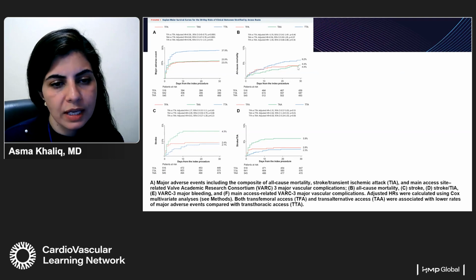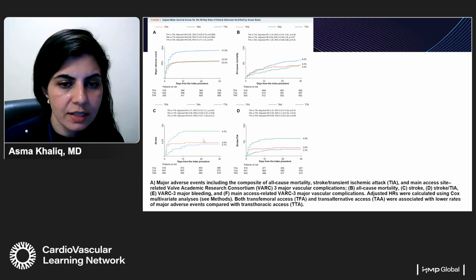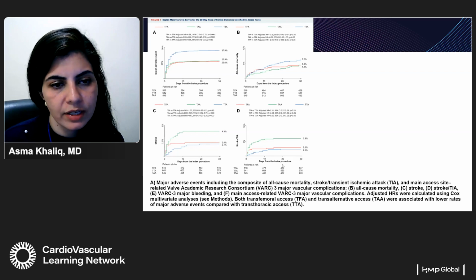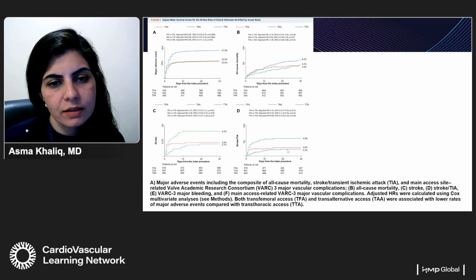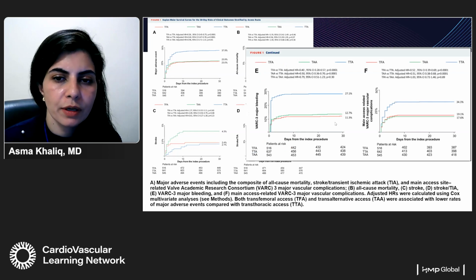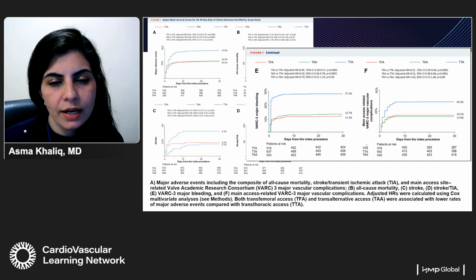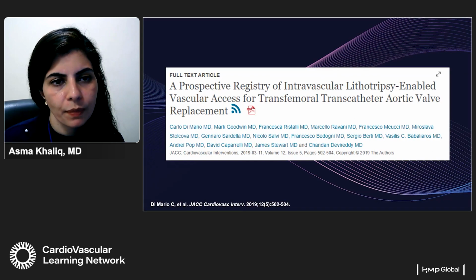However, the strokes and neurological events in this study as well were higher in the transarterial TAVR. And then if you specifically look at the bleeding, and especially the major and access site-related bleeding, those were all higher in the transthoracic TAVR arm.